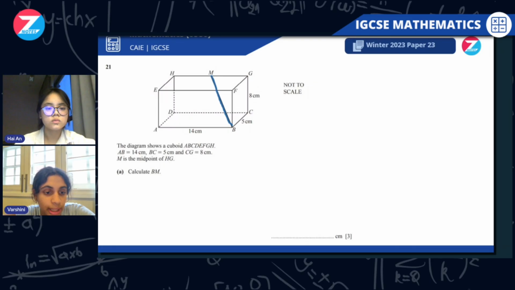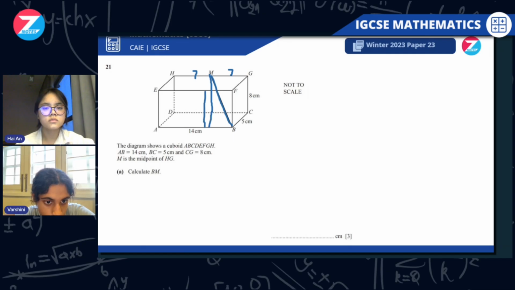Okay, so we know that if AB is 14, HG also has to be 14. And so if M is the midpoint, that means it equally splits it up into 14 by 2 on this side, 14 by 2 on this side, and 14 by 2 is 7. So we can just write HM is 7 and MG is 7. Okay, and now if we want to find BM, draw a line down over here, a line across.